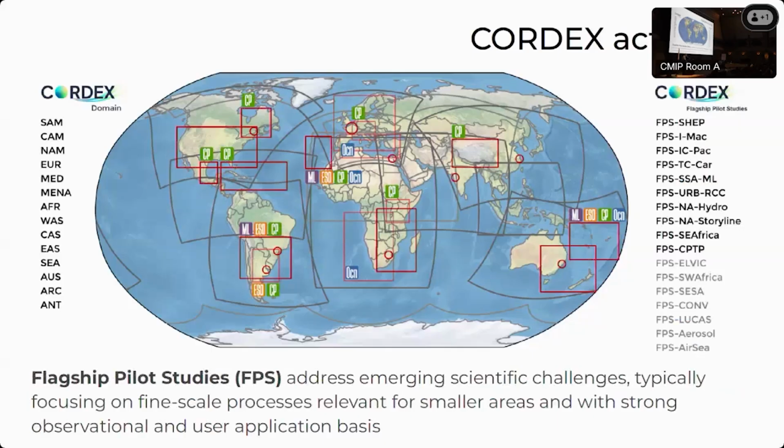For instance, we have flagship pilot studies, which address emerging scientific challenges and typically focus on smaller areas and on finer scale processes. And we have a stronger observational and user interaction in these flagship pilot studies. We have, at the moment, 10 different flagship pilot studies running, for instance, focusing on island climate. There are 3 of them. There is also one focused on the urban environment, spread all across the world, and several others. They use different approaches, such as convection permitting simulations, coupling to the ocean, machine learning techniques. But as I said, these work more or less independently from each other.